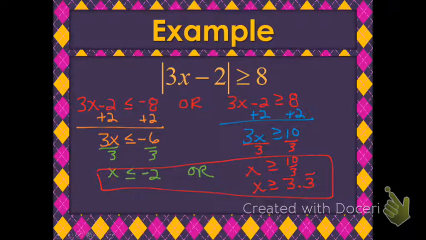If you were to graph that, we would need our values on our number line. And we've got values less than or equal to -2, as well as values, we'll estimate here a little bit, about 3 1/3, greater than or equal to those values.